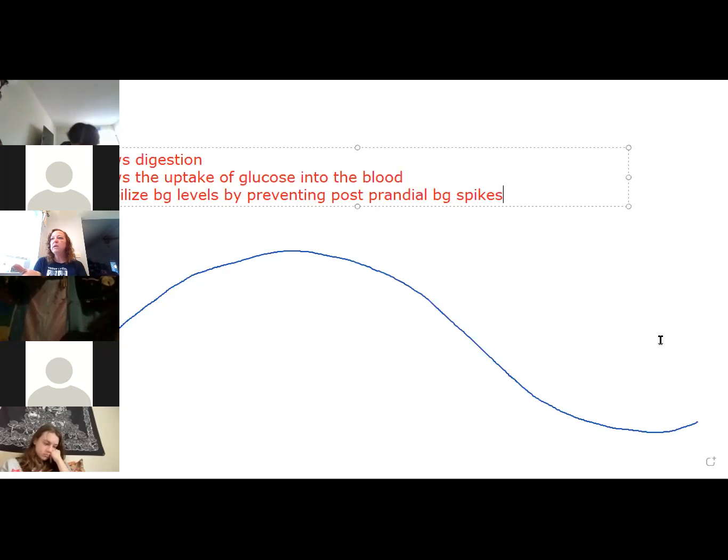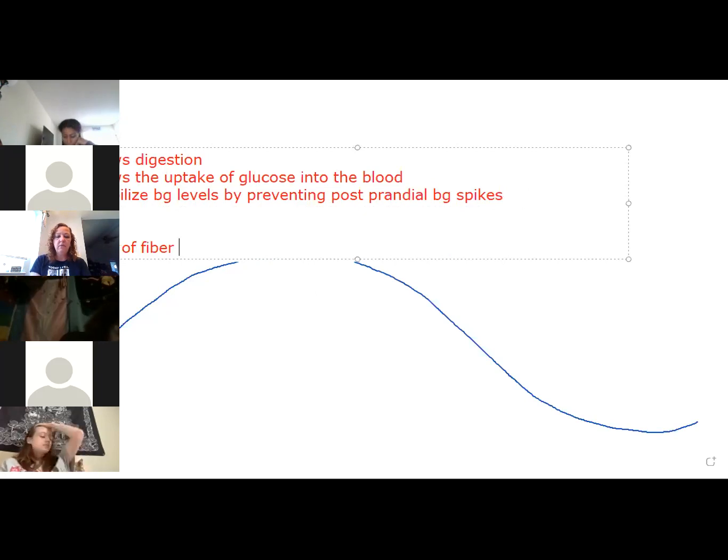I literally wrote it down right here, Lizette. Can you not see my whiteboard? Can you guys see the whiteboard? Yeah. Okay. It slows digestion. It slows the uptake of glucose into the blood. It stabilizes blood glucose levels by preventing postprandial blood glucose spikes. This is the role of fiber in the diabetic diet.